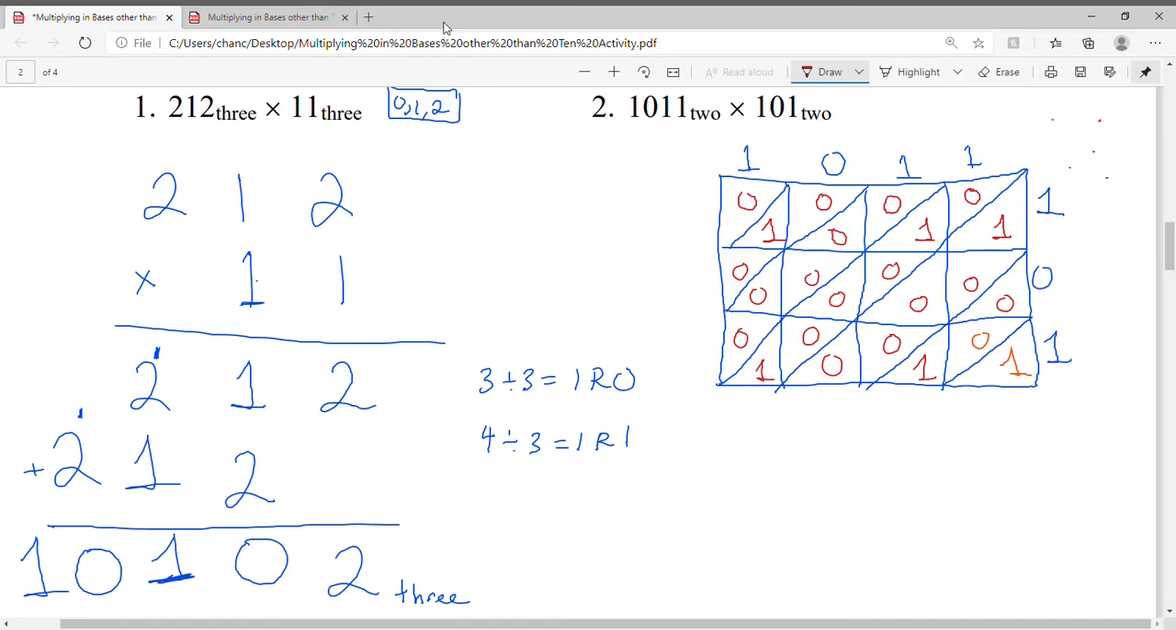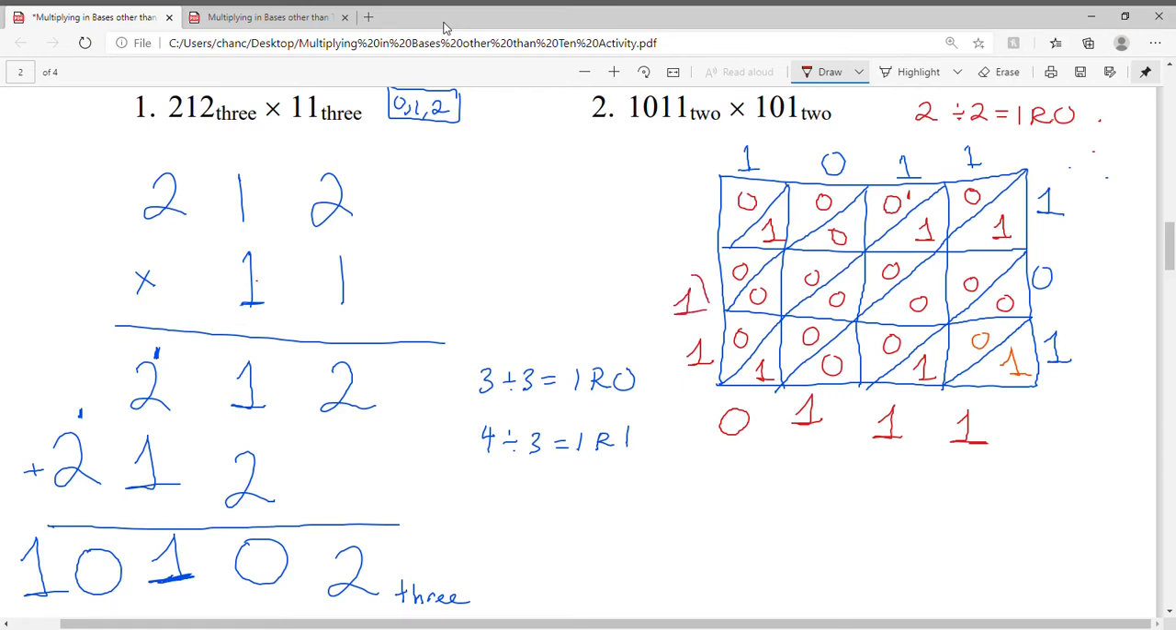Now we could add our diagonals starting from the back. This is 1. This is 1. This is 1. This is 2. But 2 does not exist base 2. 2 divided by 2 is 1, remainder 0. So I'll have to put a 0 here and then carry that additional 1 over to here. This becomes a 1, and then we'll bring down this 1.